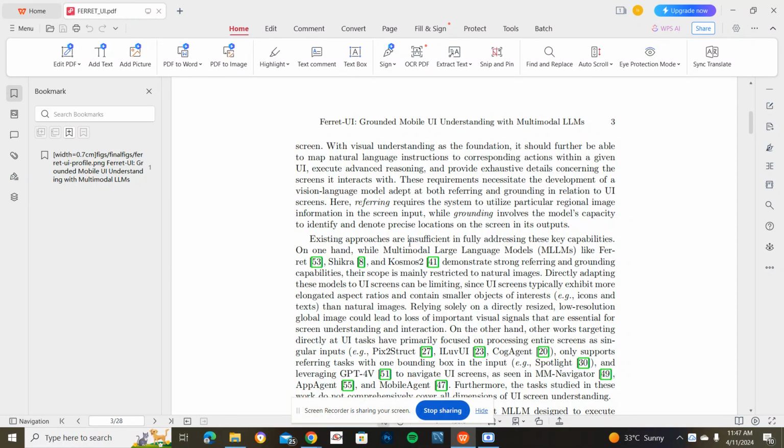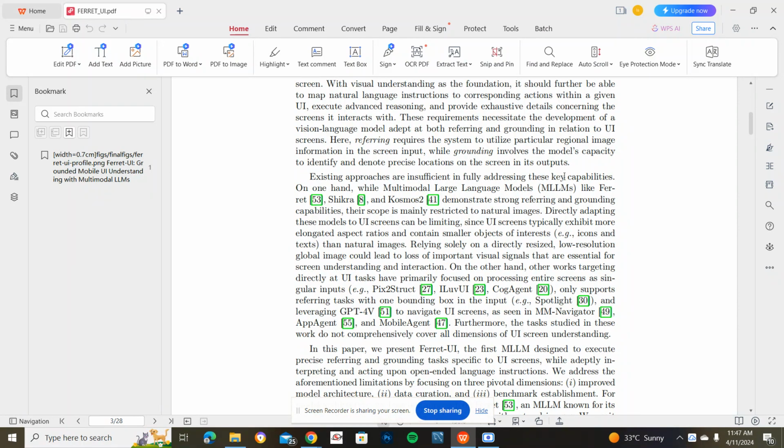So existing approaches are insufficient in fully addressing these key capabilities. Whatever the existing approaches are, they are inefficient. On one hand, MLLMs like Ferret, Shikra, and Kosmos, I don't know much about these, I have not researched them much, demonstrate strong referring and grounding capabilities. Their scope is mainly restricted to natural images. As far as I see, these models are okay with natural images, but not with UI screen images.